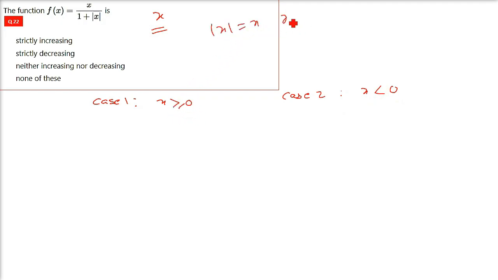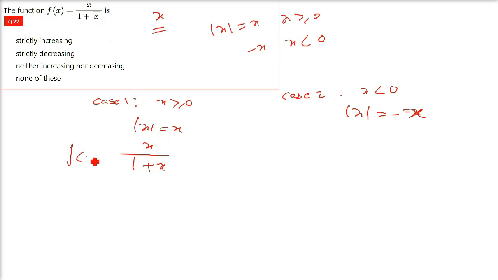And you already know, I've been writing it many times: mod x is x for x greater than 0, negative x for x less than 0. So for x greater than or equal to 0, mod x will be x. For x less than 0, mod x is going to be negative x. Now replace this in the denominator, 1 plus mod x. This is your f(x). And here you will get f(x) equals x by 1 minus x, because now in case 2, x is less than 0, and by the definition of modulus, you have to take a negative.